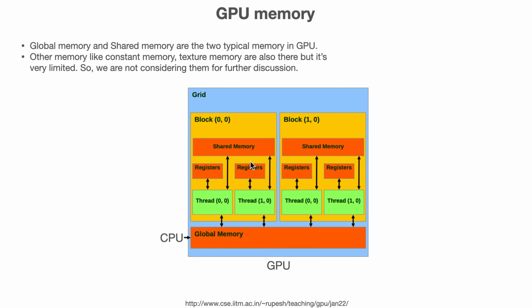So this is the memory hierarchy, where all the threads within a GPU are going to share this global memory, and then threads within a block will have their own independent shared memory, and all the threads within a block are going to share that. And then each thread will have its own independent registers.